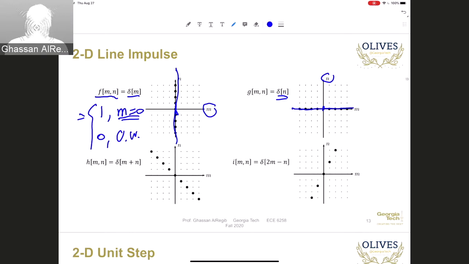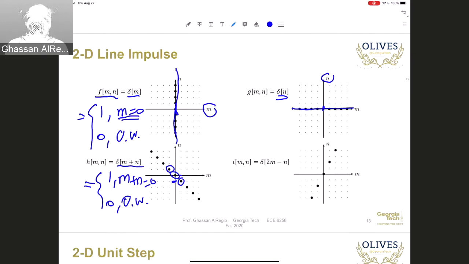The third example is delta of m plus n. In this case, this will be equal to one when m plus n is equal to zero and zero otherwise. So when does m plus n equal zero? When they are equal in magnitude and different in sign. So when m is zero and n is zero, we have a one. When m is one and n is negative one, we have a one. When m is negative one and n is positive one, we have a one, and so on. So we have this line crossing the origin with a slope of negative 45 degrees in this case.